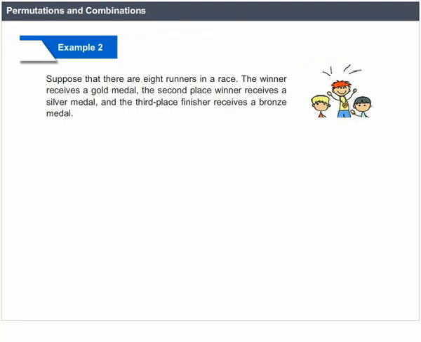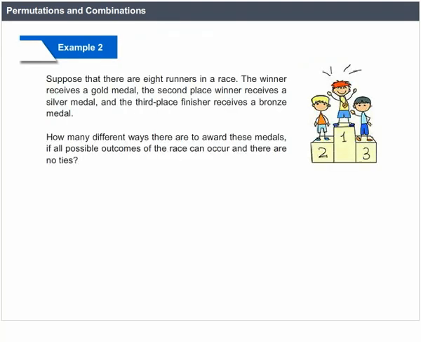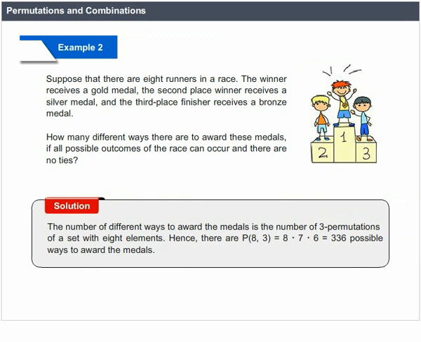Suppose that there are 8 runners in a race. The winner receives a gold medal, the second place winner receives a silver medal, and the third place finisher receives a bronze medal. How many different ways are there to award these medals if all possible outcomes of the race can occur and there are no ties? Solution. The number of different ways to award the medals is the number of 3-permutations of a set with 8 elements. Hence, there are P(8, 3) = 8 × 7 × 6 = 336 possible ways to award the medals.